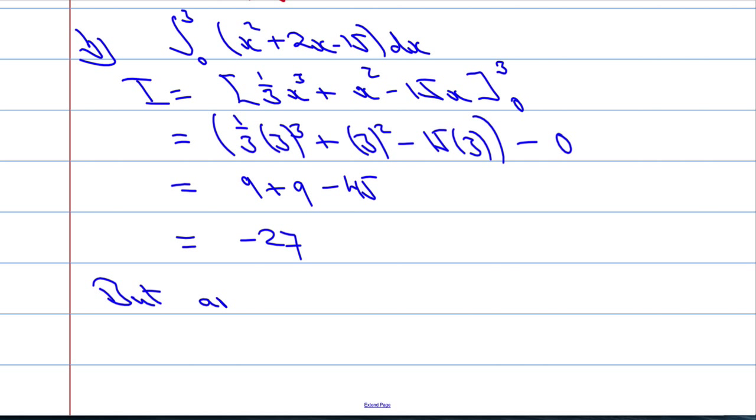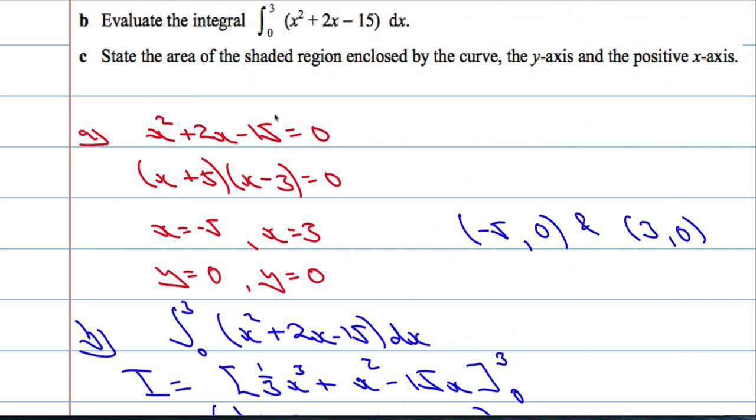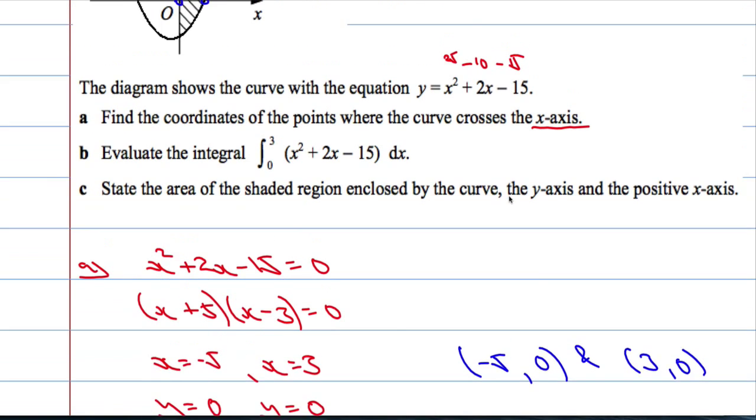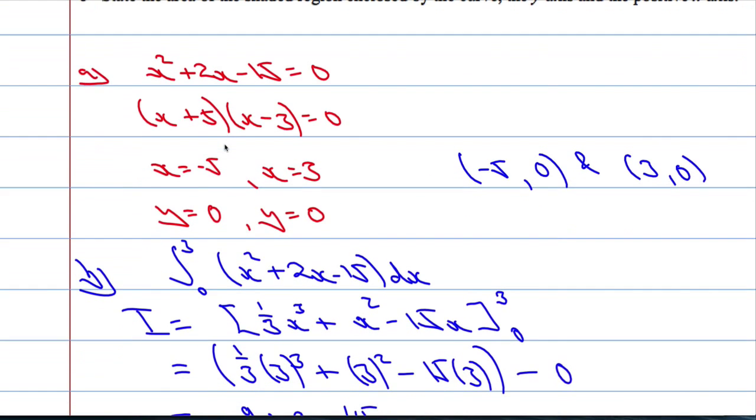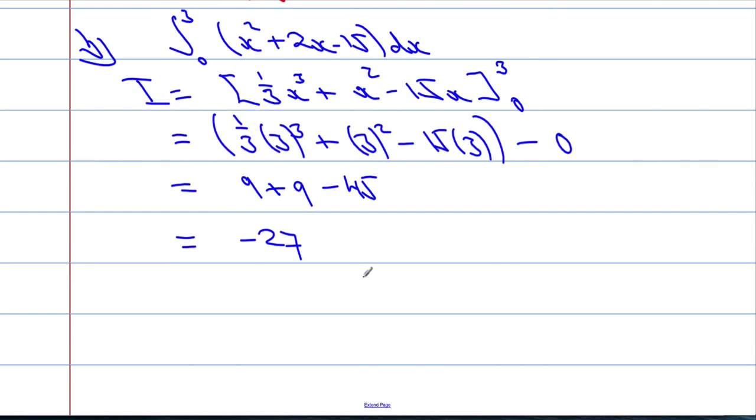But area, in fact, I wasn't asked that part yet. This is part C now. We've evaluated the integral. The last part is state the area of the shaded region enclosed by the curve, the y-axis and the positive x-axis. So in other words, what's this area in here? Well, it must be 27.